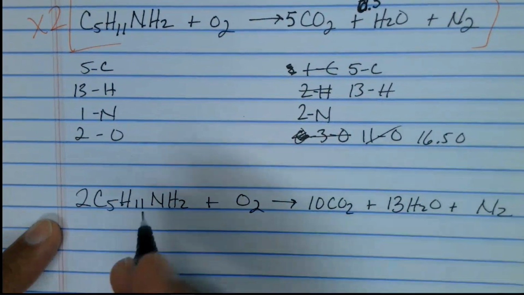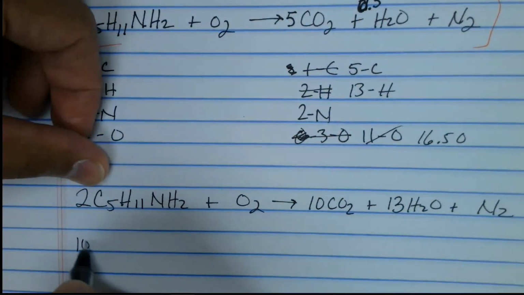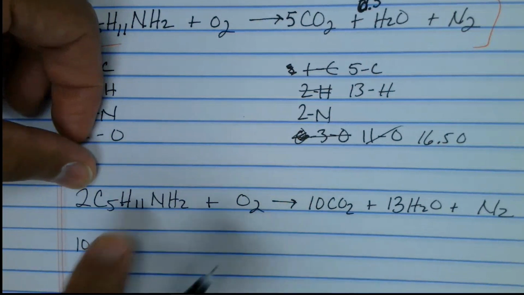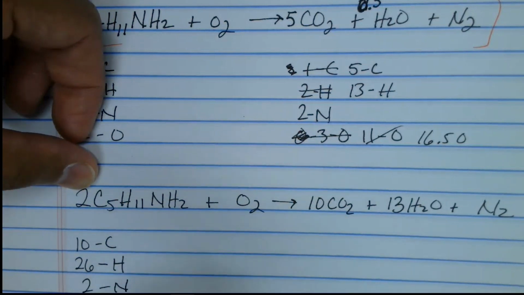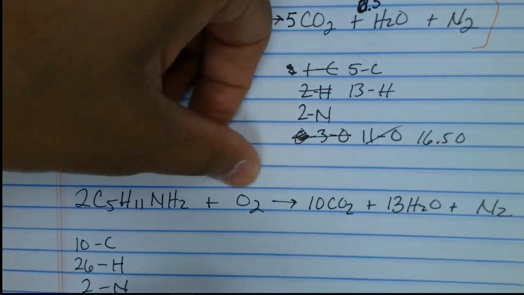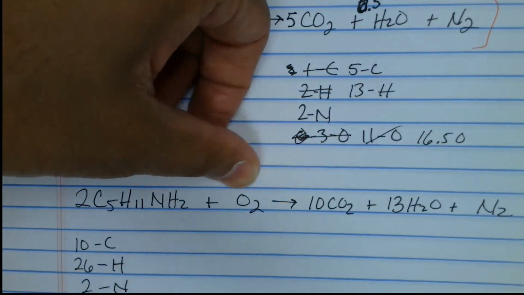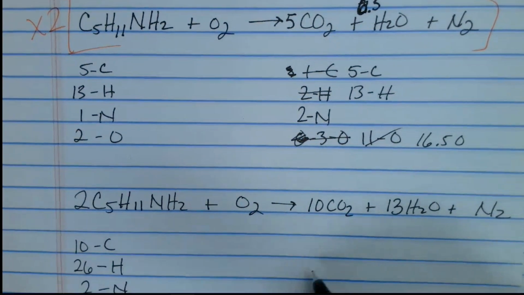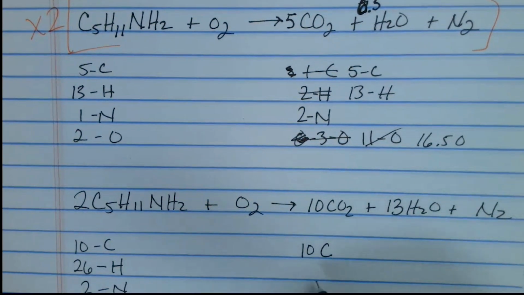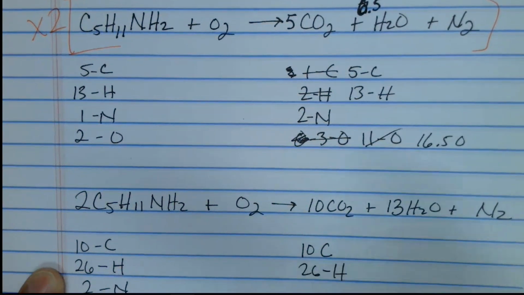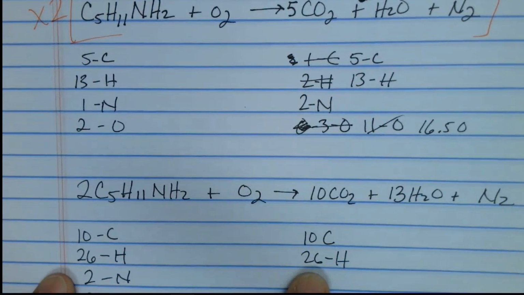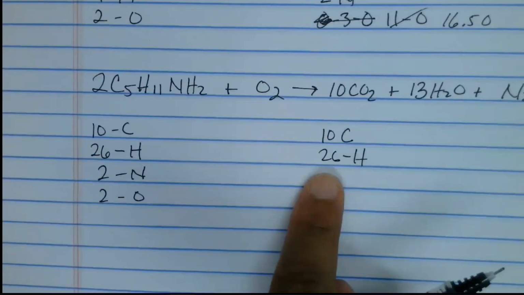This is easy now. So watch this. 10 carbon, 26 hydrogen, right? 11 and 2 is 13 times 2. There's 2 nitrogen and 2 oxygen. On this side, watch this. 10 carbon. There's 13 times 2, 26 hydrogen. So do you see what happened there? We're good.